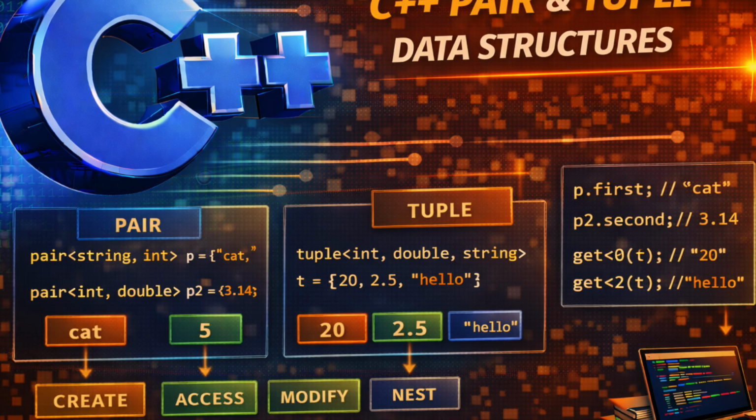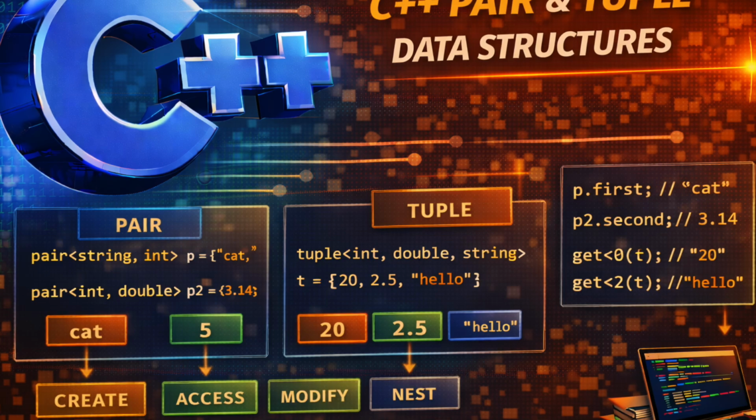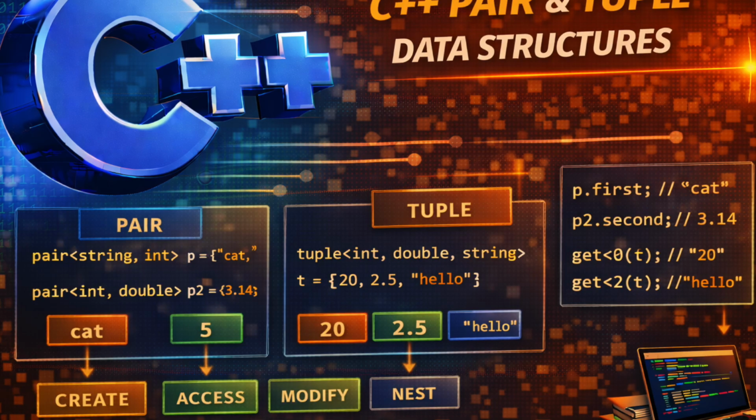That makes sense. But if I have a tuple with 10 elements, I can't use first or second anymore. So how do I actually get to those elements? That seems like a really crucial point. It is. It's the single biggest operational difference. Because tuple elements don't have built-in names, you access them using std::get<n>. Okay, so n is the index. It is, and it's zero-based.